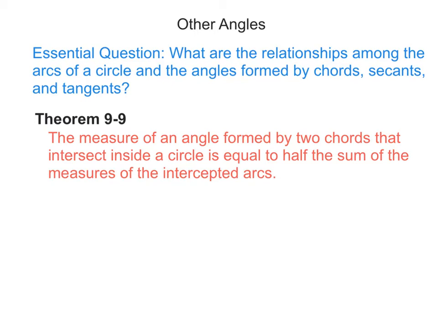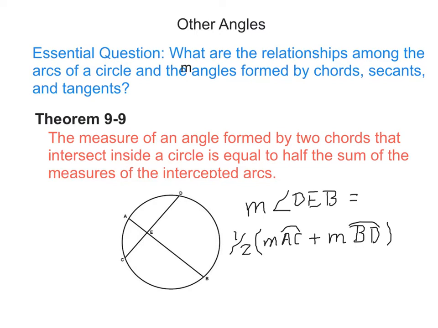This theorem states the measure of an angle formed by two chords that intersect inside a circle is equal to half the sum of the measures of the intercepted arcs. For example, let's say we've got a circle and we have two chords AB and CD, and they intersect at point E.